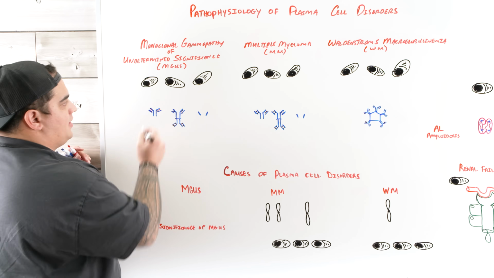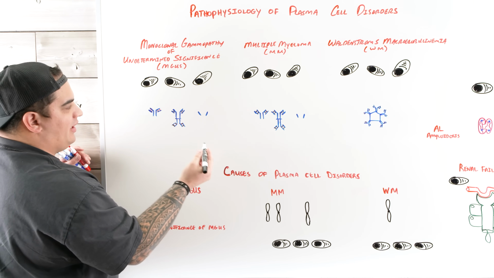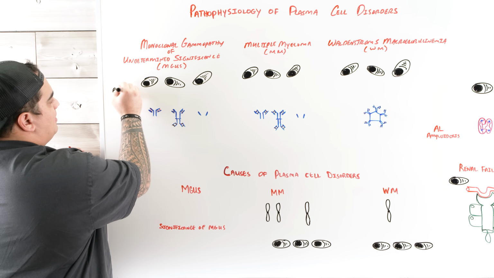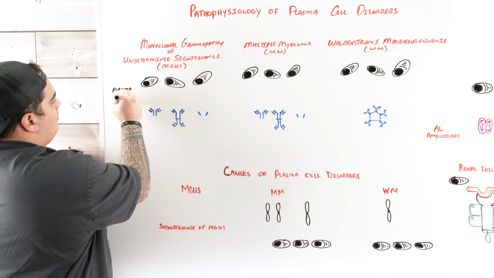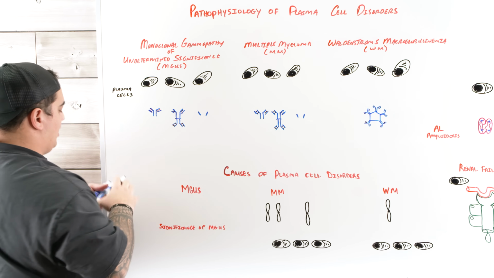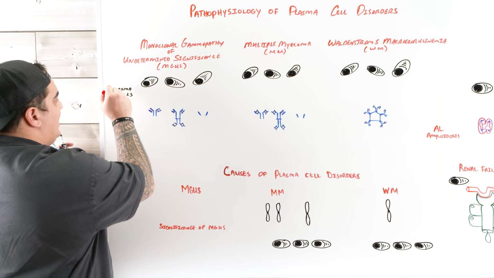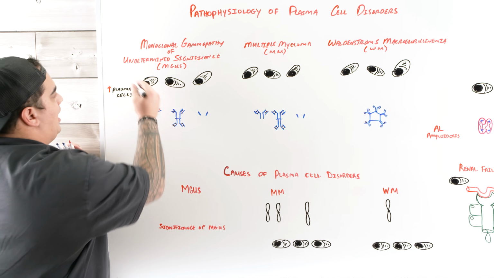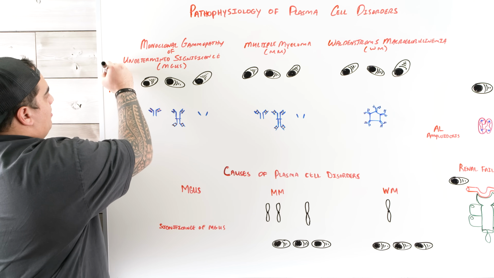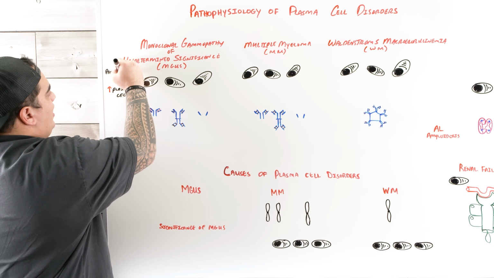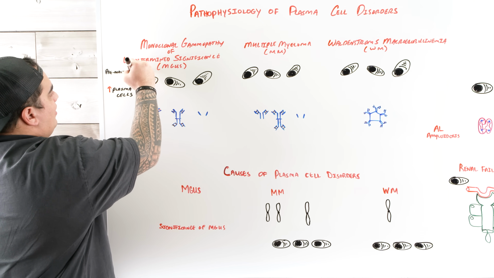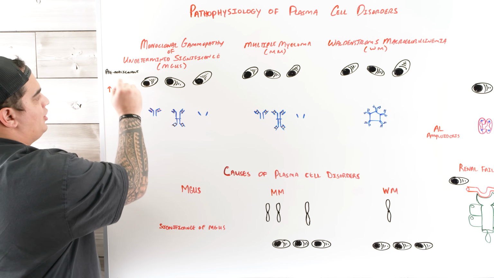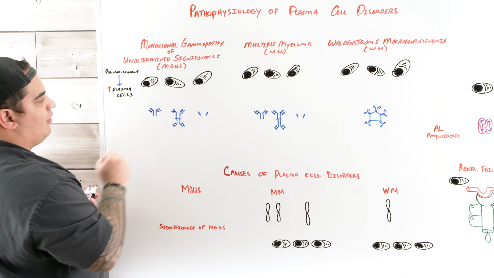For MGUS, it's a pre-malignant condition. That's the way I want you to think about it. You have an increased number of plasma cells. It's not a malignant condition yet. It's pre-malignant. So let's write that down. This is a pre-malignancy. It's like a tweener where you're not at the point yet of it being malignant, but it is a pre-malignant condition that causes an increase in the number of plasma cells.